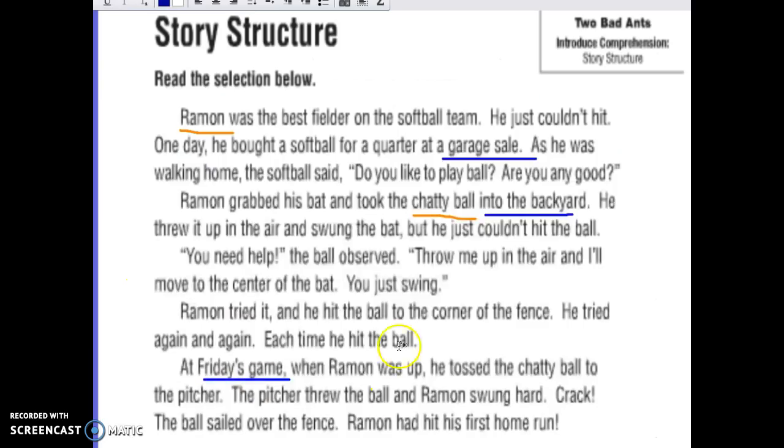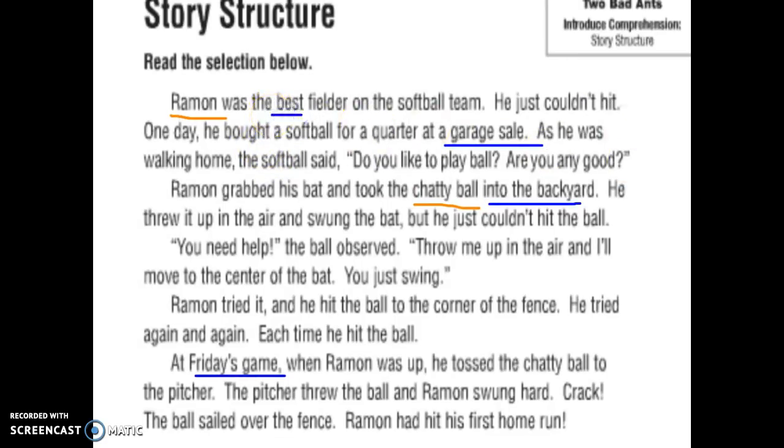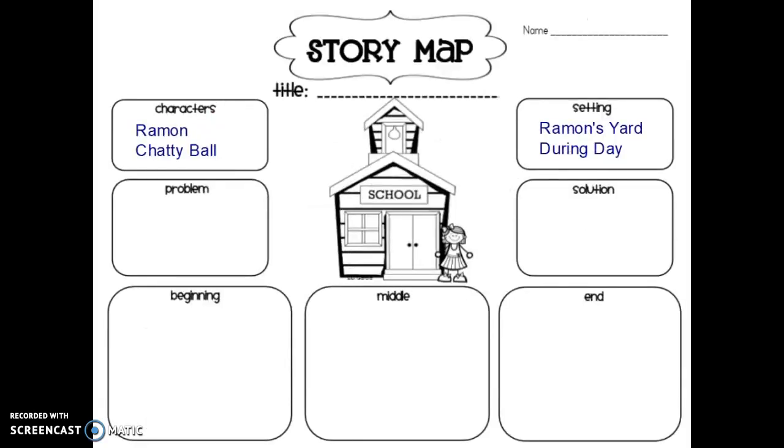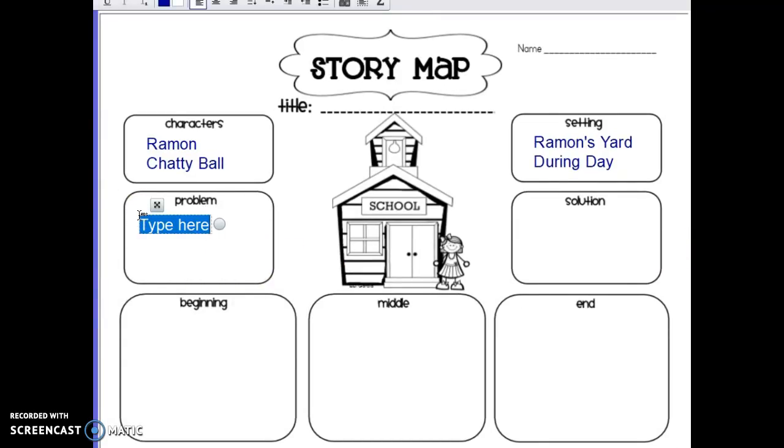Now let's look for the problem. What did the character want to fix or change? If you look back at the very beginning of the story, it says that he was the best fielder on the team. He just couldn't hit. So if you play ball, you understand that you need to be good at fielding and at hitting the ball. So that was Raymond's problem. That's what he wanted to fix. He couldn't hit the ball. Okay, so that's his problem.